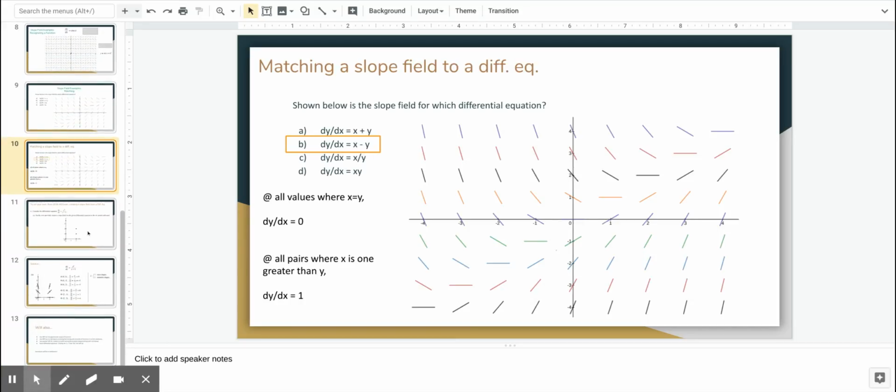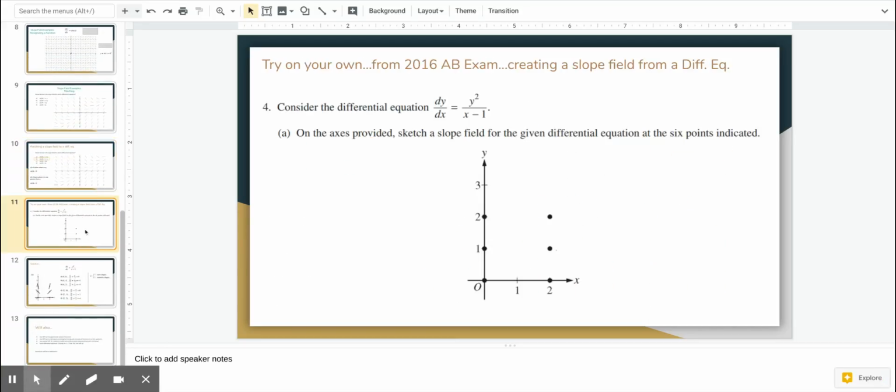Okay, so we're actually almost done. This is hopefully not too long of a video. And this is the last thing that I'm going to do with you. This is the last piece that we'll have to do with slope fields itself, which is creating or constructing a slope field.